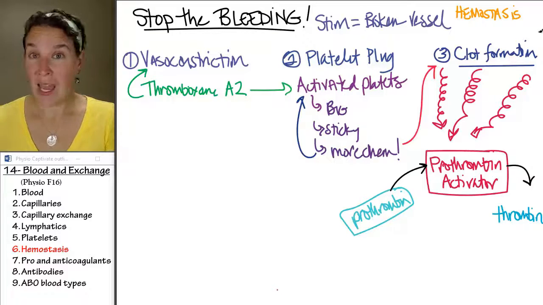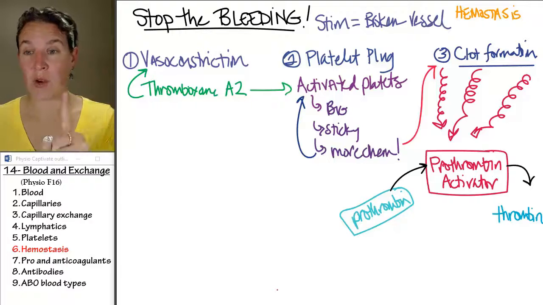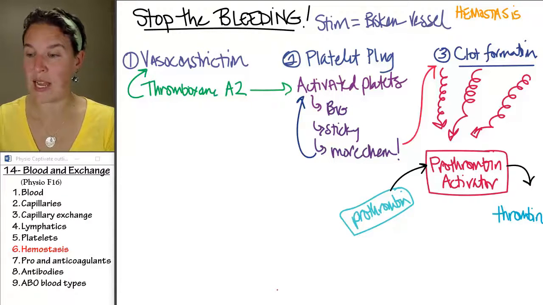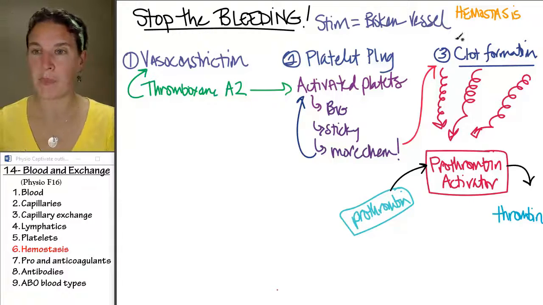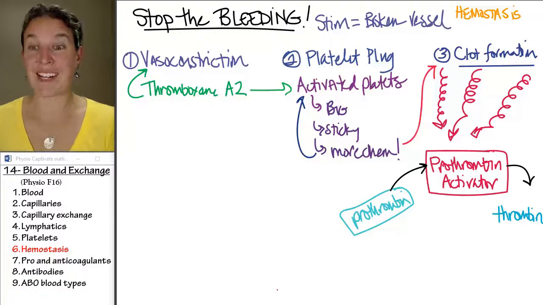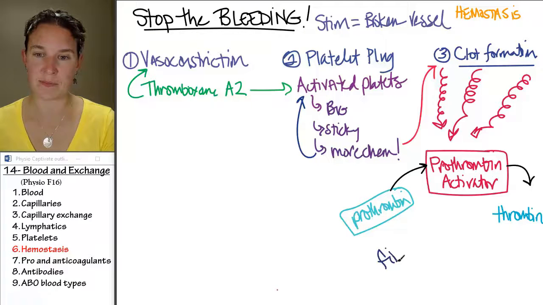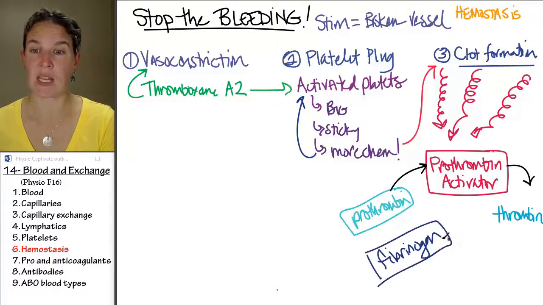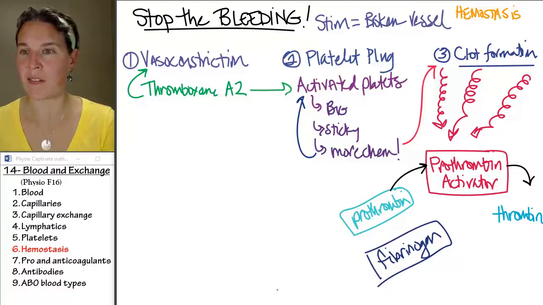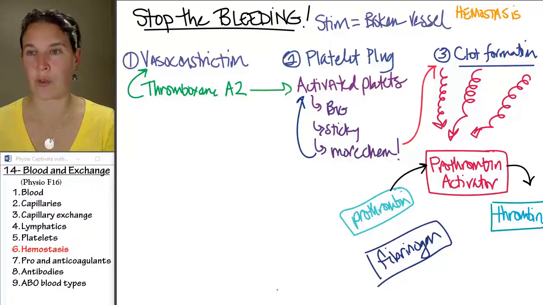Thrombin is not the end game. We have one more process because thrombin is actually going to activate someone else. And my someone else that's going to get activated is fibrinogen. Fibrinogen is going to be activated by my friend thrombin. I ran out of room. Fibrinogen.